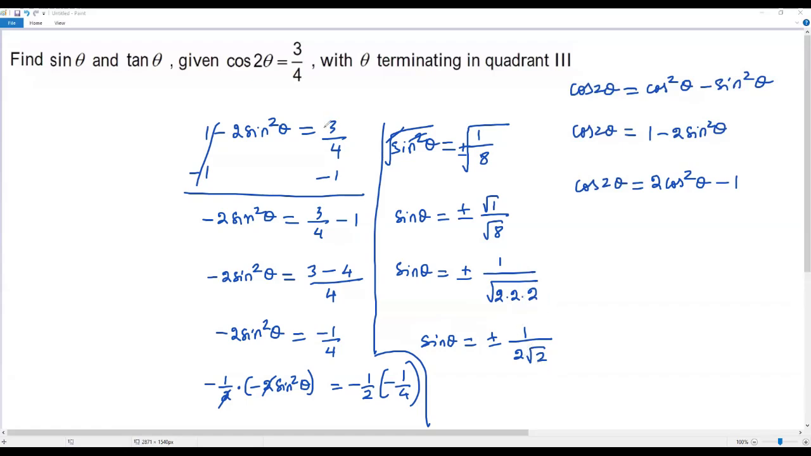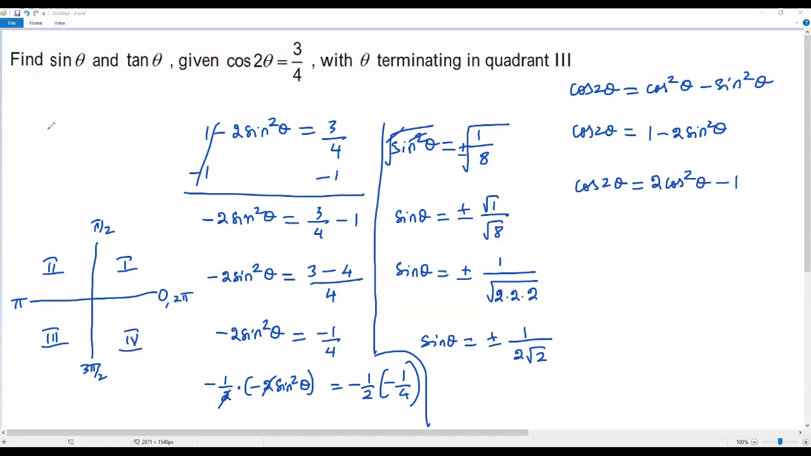Okay, so now let's consider the point over here, theta terminating in quadrant 3. Let me draw the 4 quadrants. Here we have 0 degrees and pi over 2, here we have pi, here we have 3 pi over 2, and here we have 2 pi. From 0 to pi over 2, we have the first quadrant, from pi over 2 to pi we have the second quadrant, from pi to 3 pi over 2 we have the third quadrant, and from 3 pi over 2 to 2 pi we have the fourth quadrant.